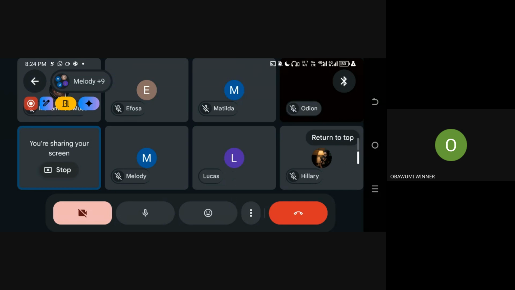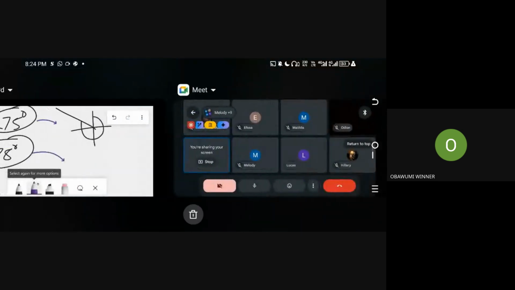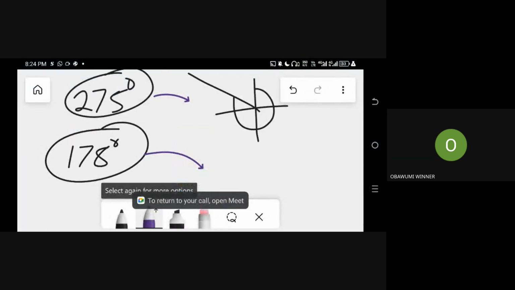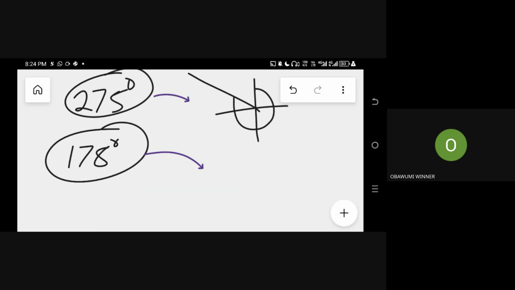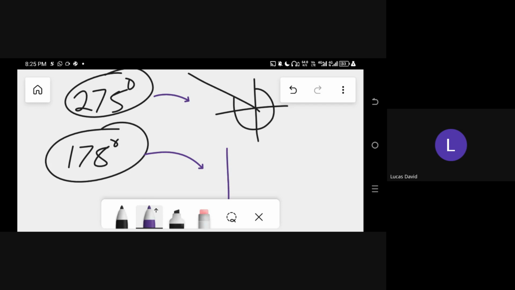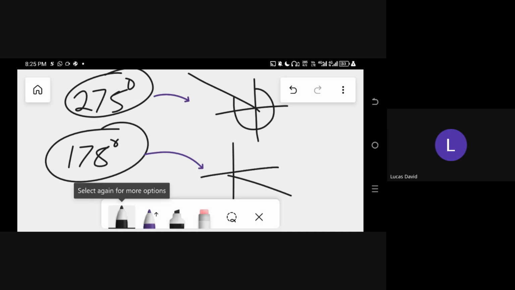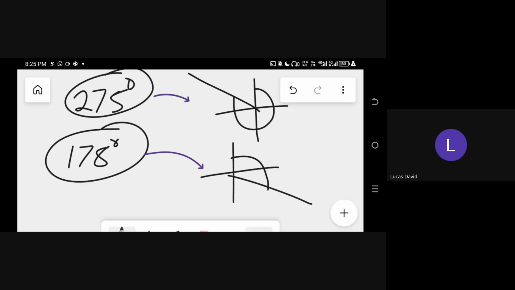Lucas, 178 degrees. Tell us what quadrant we can draw that line from. The second quadrant, greater than 90 to 180 degrees. Okay, second quadrant. So we can draw that bearing from the second quadrant.